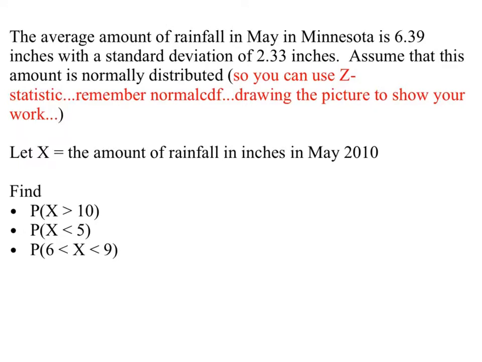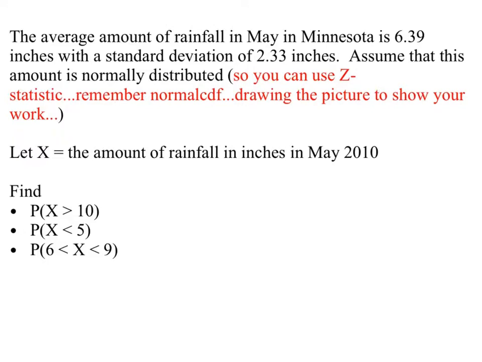So my reminder here, remember how to do Statistic on your calculator. I will quickly pull in an example when we get to it, but remember where that is. It's under distribution, which is second vars on the TI 83 and 84. All right, so let X be the amount of rainfall in inches in May of 2015. So what's the probability that X is greater than 10?